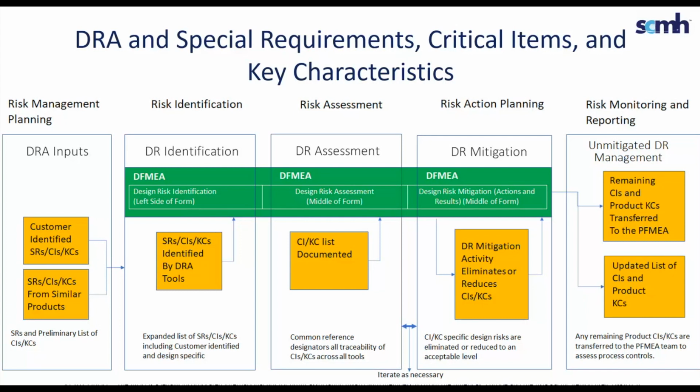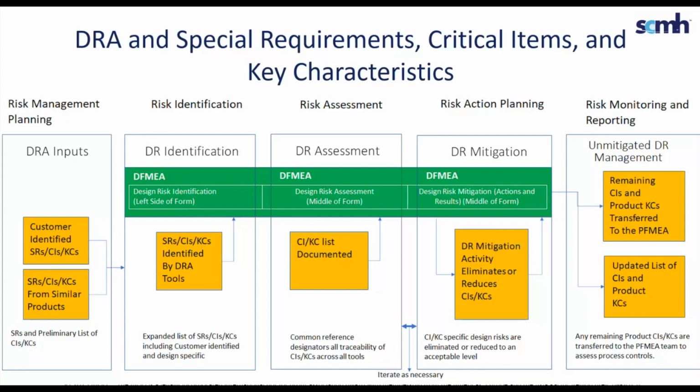In Step 3, the CIs and KCs are assessed for mitigating actions. In Step 4, the mitigating actions are worked to eliminate the CIs and KCs or reduce the risk. This step may require multiple iterations to appropriately optimize the design. In Step 5, any remaining CIs and KCs are transferred to the PFMEA to determine the appropriate process controls to manage these over the product lifecycle. Or they're flown down to the supply chain, the suppliers, as appropriate.